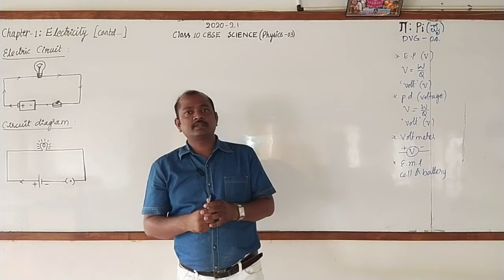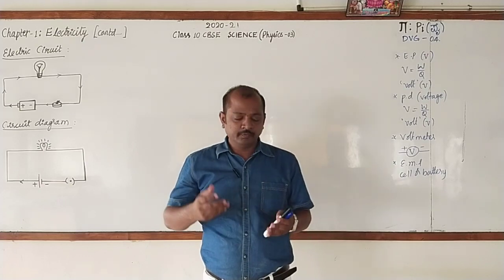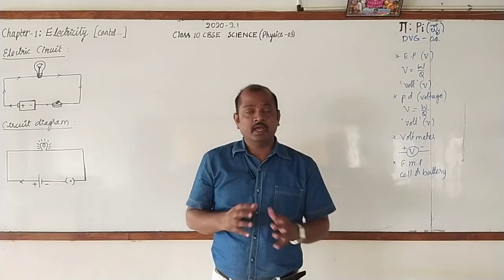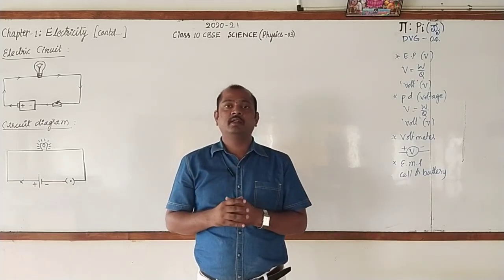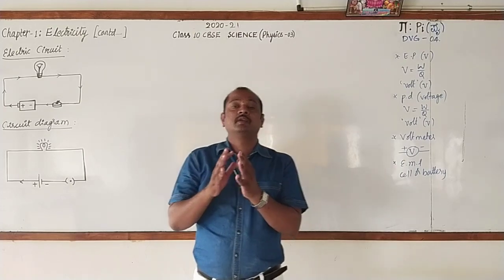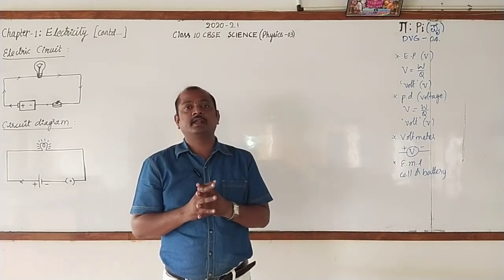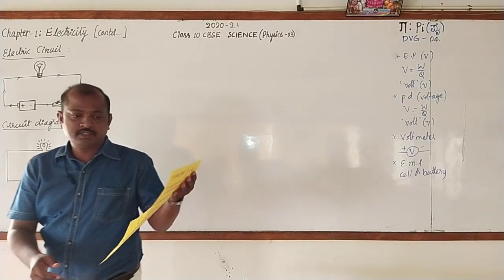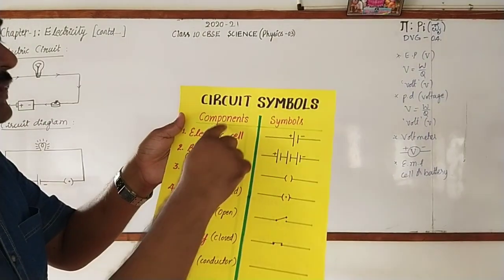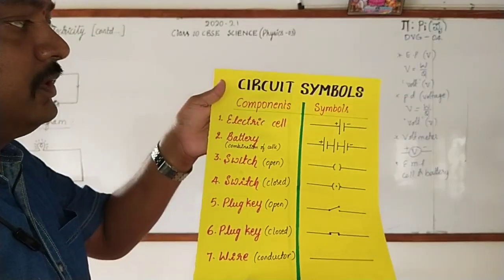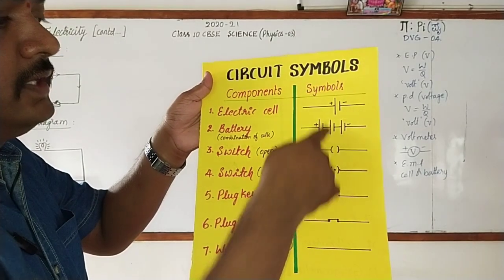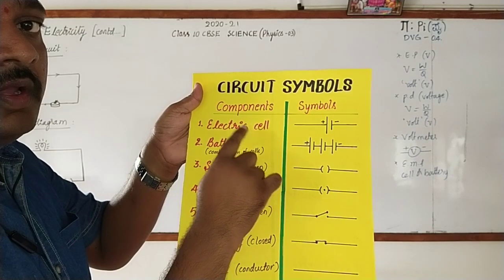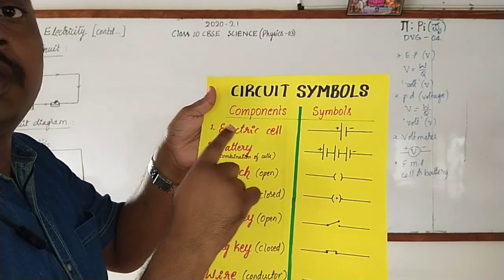Clear? So to make a circuit diagram, we use different electrical components, and they have symbols as well. Here I have made a chart which represents the electrical components with their circuit symbols. Let me show you one after the other. Just keep observing them. On the left side I have written the electrical components, on the right side their symbols. The very first one is the electric cell. We know that it is also called a dry cell.